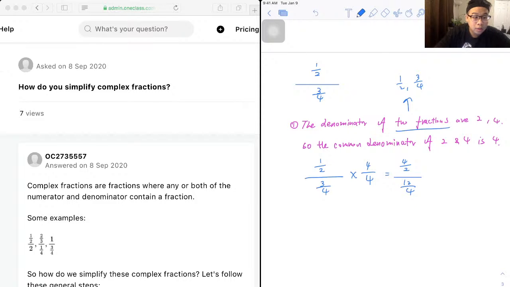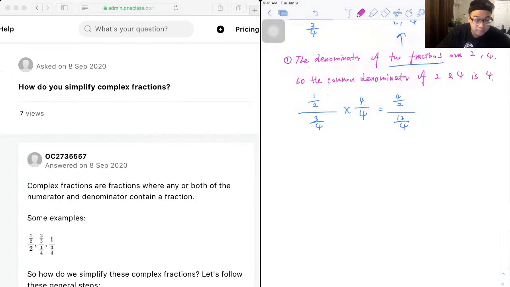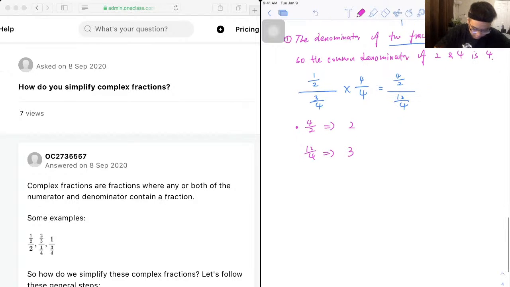Right. So although this looks worse than our initial complex fraction, we can see that 4 over 2 and 12 over 4 can be simplified to 2 and 3, respectively. So let's write it down here. So 4 over 2 can be written as 2, and 12 over 4 can be written as 3. Thus, 4 over 2 over 12 over 4 is equal to 2 over 3. Yep. So that's the answer.